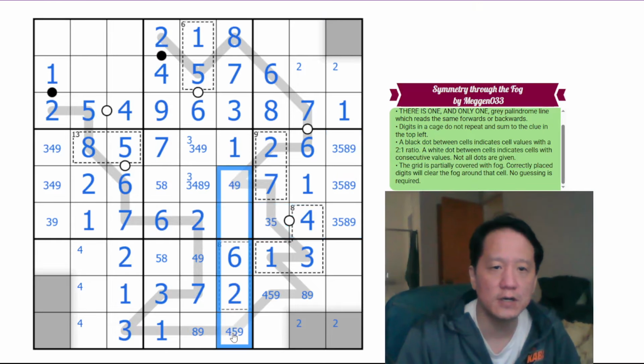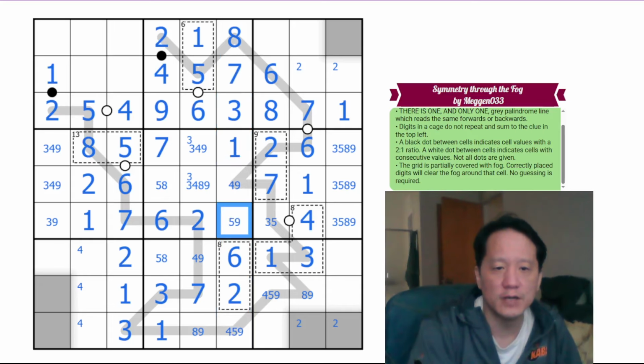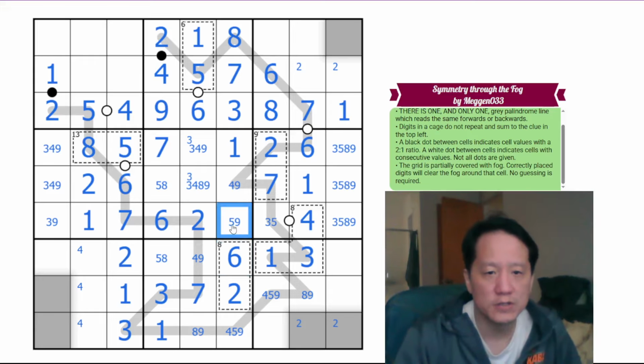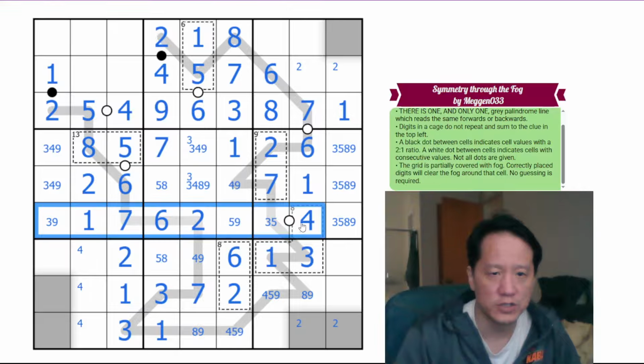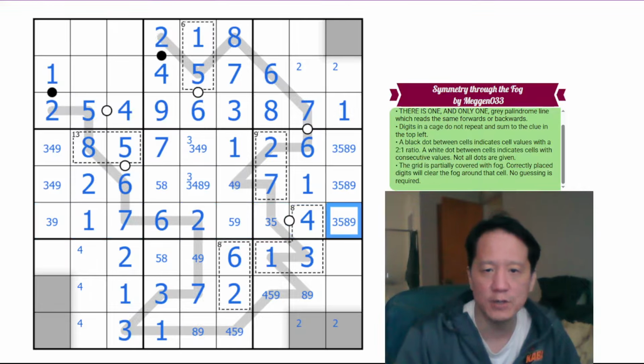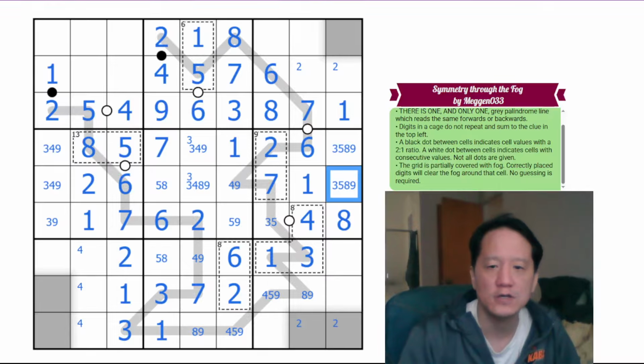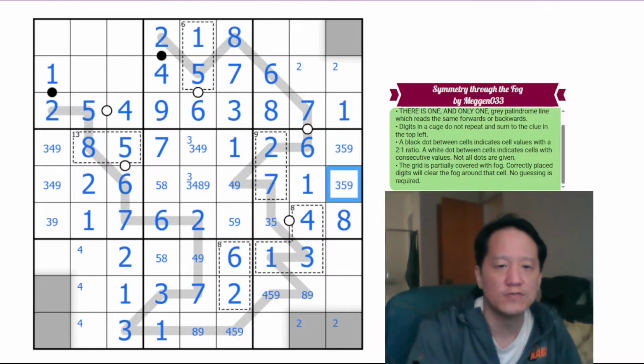Remaining digits in column 6: we have 4, 5, and 9. And this can't be 4 because of 4 in the row. We have a 3, 5, 9 triplet in row 6, which eliminates 3, 5, 9 in the rest of the row. This can't be 3, 5, or 9. It's 8, which eliminates 8 in the rest of the box.